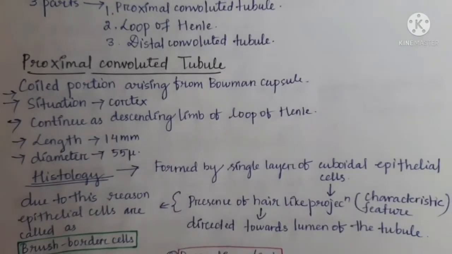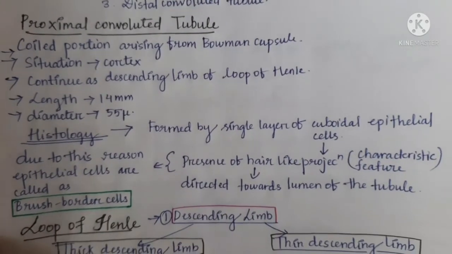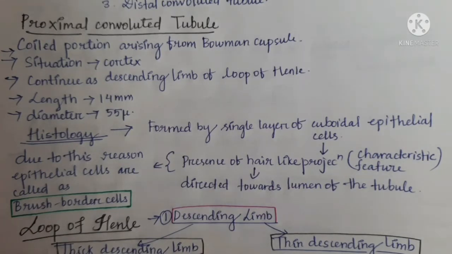Its functional histology: it is formed by a single layer of cuboidal epithelial cells. The presence of brush border projections is the characteristic feature of the PCT. The projections are directed towards the lumen of the tubule. Because of these projections, the epithelial cells are called brush-bordered cells.